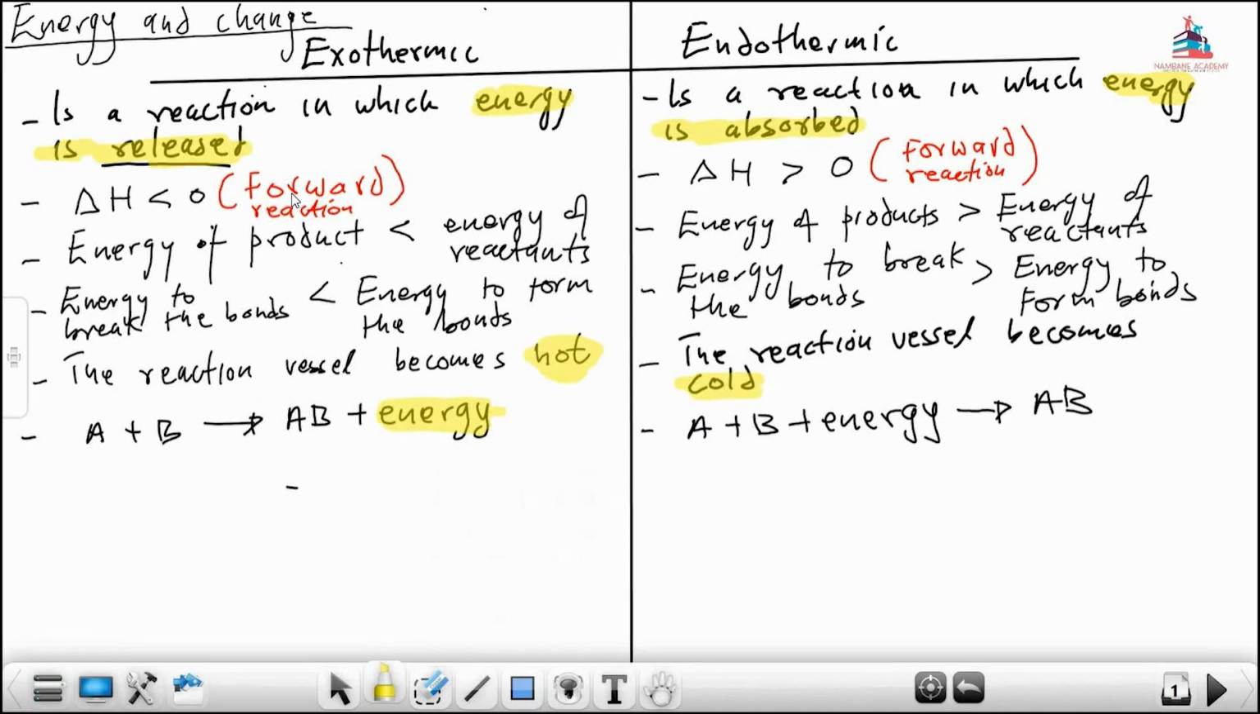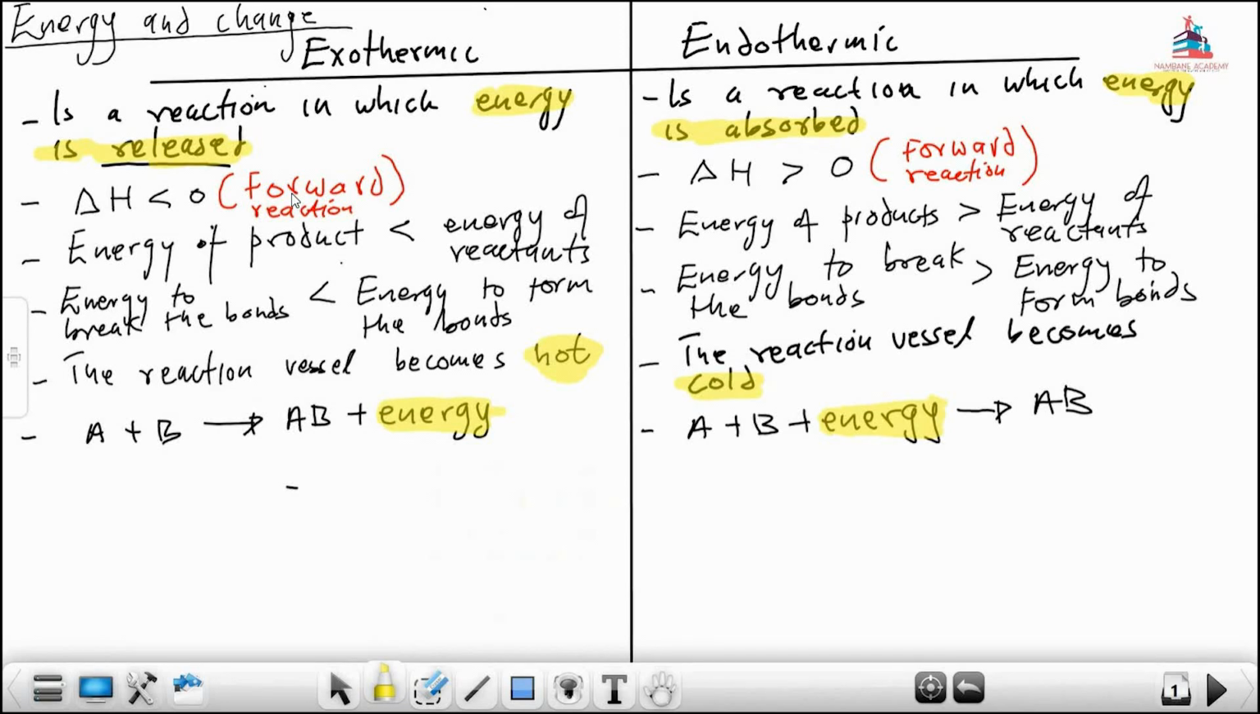Let's further move on. If we move on now to endothermic, I have reactant A plus B, but now I have my energy being part of the reactants, then it forms AB. So the reaction vessel will become cold, because now the energy is absorbed now to break the bonds. That is the reason why now the reaction vessel becomes cold.